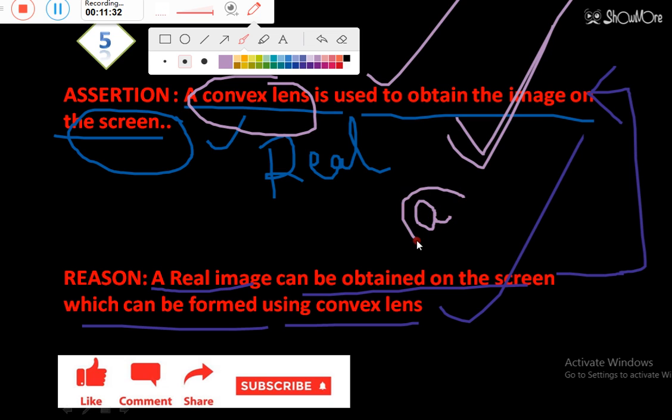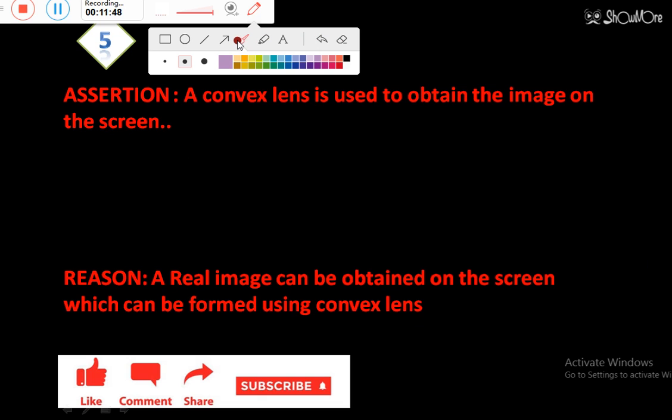So in this way, students, you have to find the answer. But if you know the concepts, only then you can solve the questions. Otherwise you will obviously do hit and try. So if your concepts are clear, then you can easily attempt all the assertion reasoning questions. So let's move to the next question now.